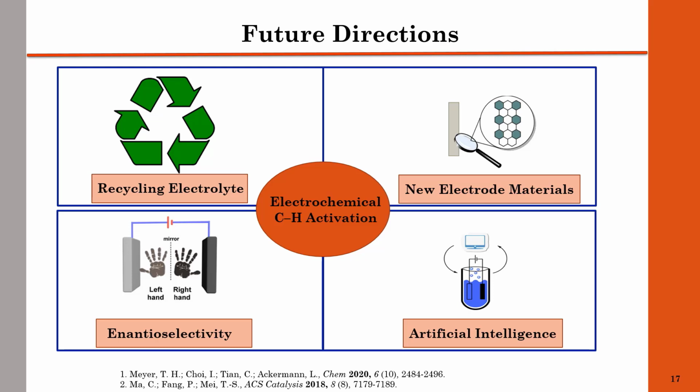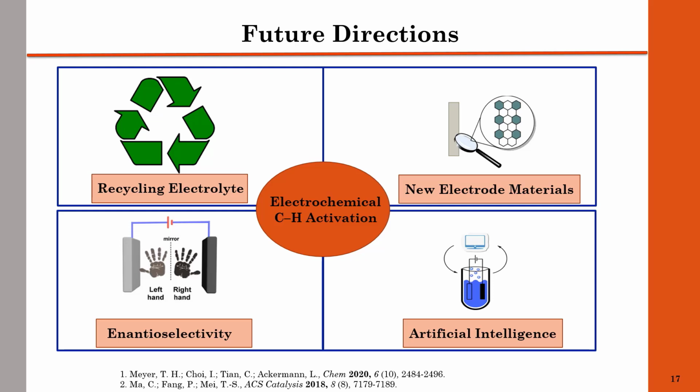Another one is enhancing selective C-H functionalization. When we synthesize drug molecules, we have to consider enantioselectivity. For enantioselective C-H functionalization, a few examples have been demonstrated, and many things still need to be developed. The other one is the electrode. As we know, the electrode is consumed during the redox reaction, so finding new materials for electrodes would be wonderful.